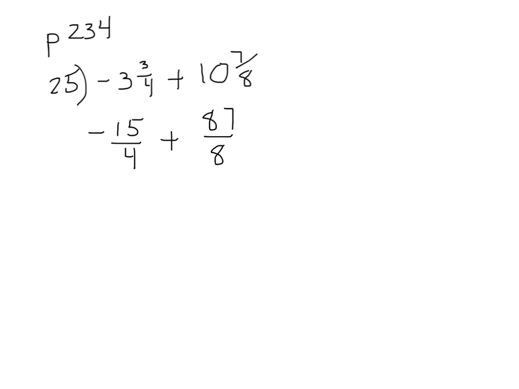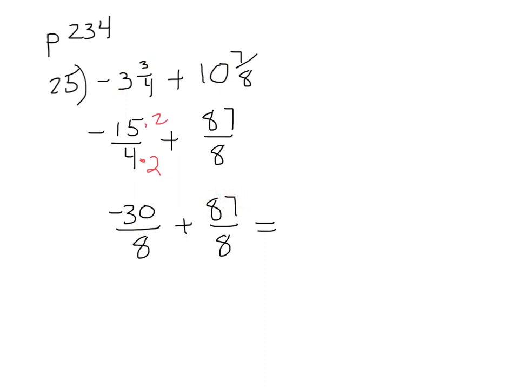Now I'm adding, so I do indeed need a common denominator. I'm going to use 8 for the denominator, so on this one I have to multiply by 2 on the bottom and on the top. Remember, whatever you do to the bottom, you have to do to the top. Negative 15 times 2 is negative 30. 4 times 2 is 8. Bring down the other fraction. And I can now add, or in this case subtract, because I'm losing 30. I'm losing 30 pieces and only gaining back 87. So I did win more than I lost.